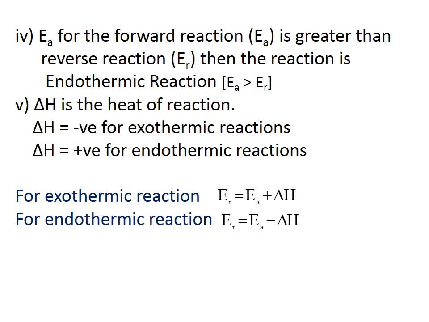And delta H is the heat of the reaction. Delta H is negative for an exothermic reaction, and delta H is positive for an endothermic reaction. For an exothermic reaction, Er will be equal to Ea forward reaction plus delta H magnitude. For an endothermic reaction, Er will be equal to Ea minus delta H. Based on this, more questions are asked in the TRB as well as the polytechnic exam.